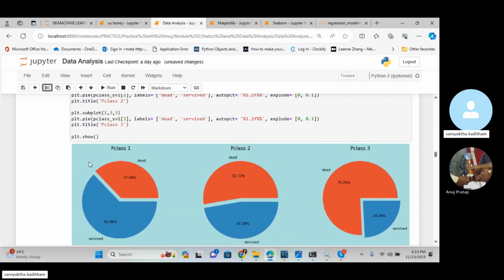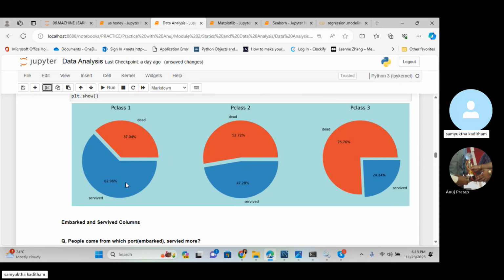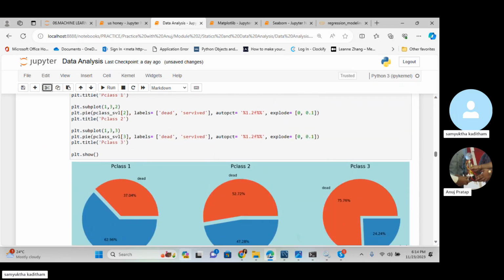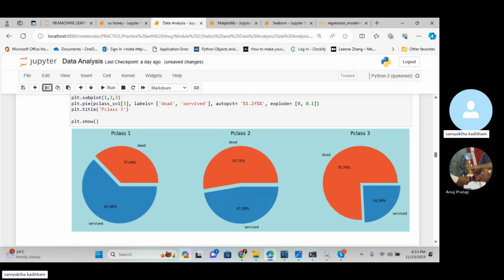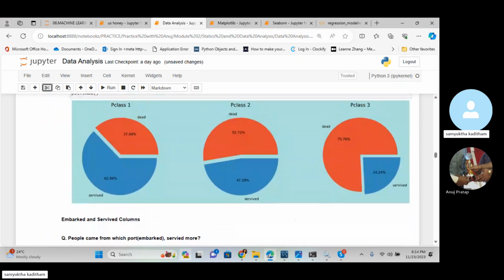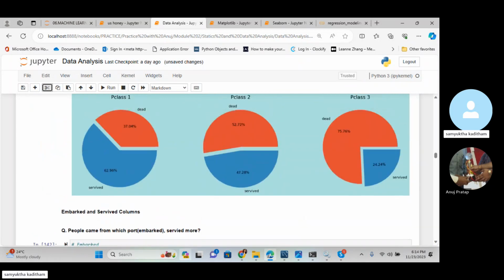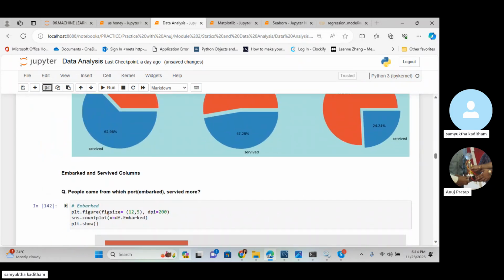In Pclass one, how many survived, how many died. In second class, in third class, how many people survive. Compared to these three, in first class the survival rate is more than in third class. It tells that the poor people died more compared to rich people, because first class is costlier than third class.